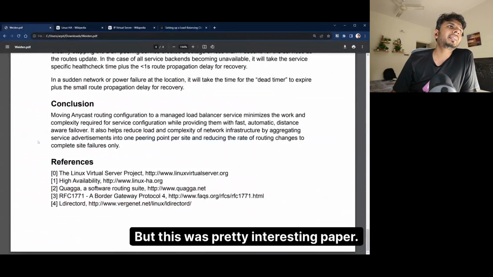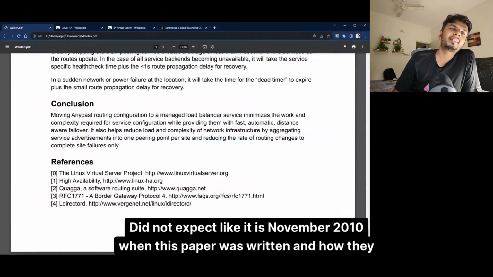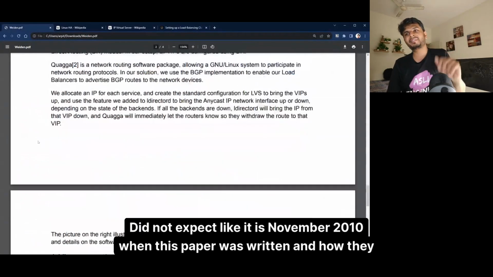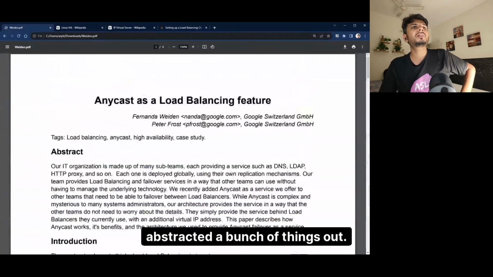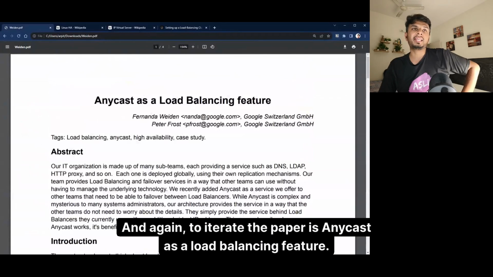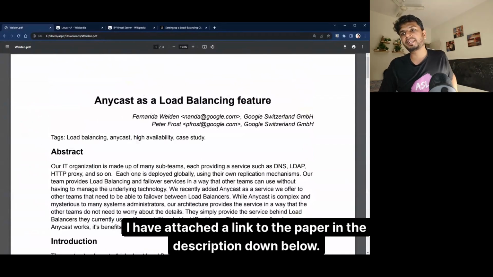But this was a pretty interesting paper. I did not expect it, since it is November 2010 when this paper was written, and how they abstracted a bunch of things out. And again, to reiterate, the paper is Anycast as a Load Balancing Feature. I've attached a link to the paper in the description down below.